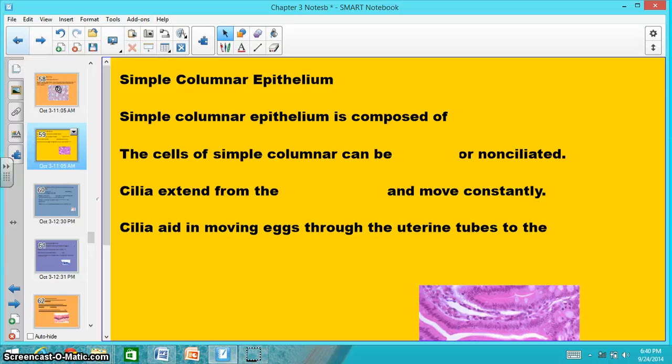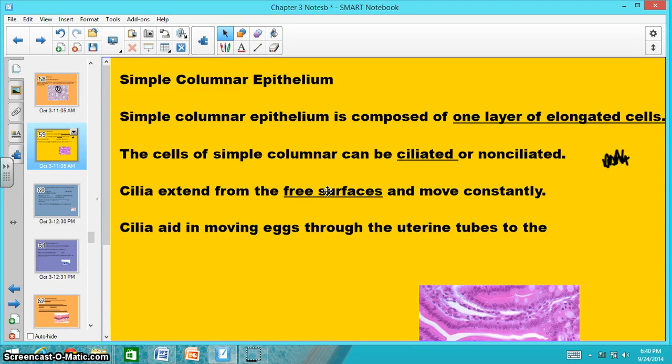Next is our last simple or single layer of epithelium. This is your simple columnar epithelium. These cells can either be ciliated or non-ciliated. Cilia are those little hair-like structures that run on top of the cells. They're used for moving substances, probably over the cells in most cases. They're going to extend from the free surface, so out into that open space.